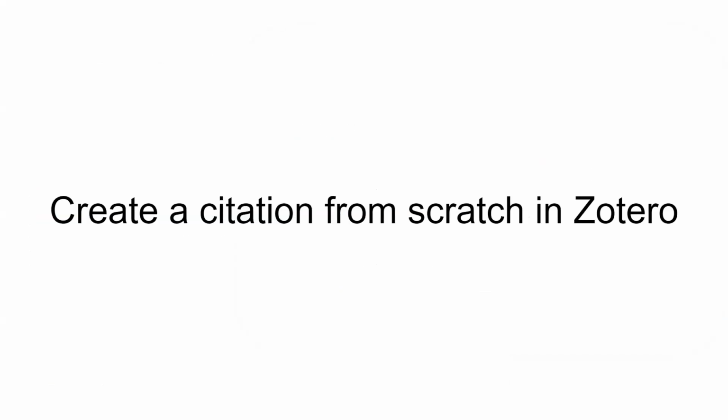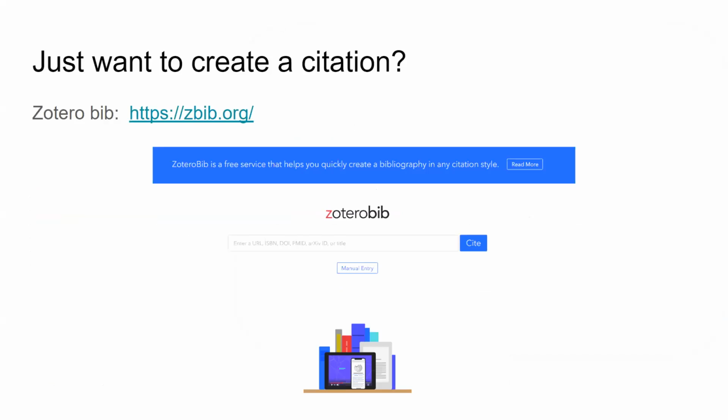Okay, you can also create a citation from scratch with Zotero Bib. This is just another tool that you can use if you're just wanting to create one citation or having a little bit of trouble. You want a citation, but you don't want to add it to your Zotero account. In Zotero Bib, you just put in the URL, ISBN, DOI, and they have thousands of different citation styles that it can create citations for you with.